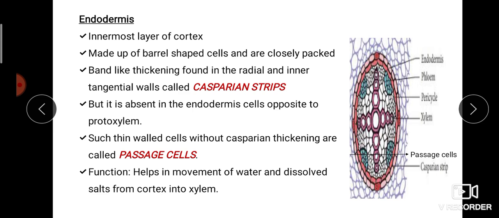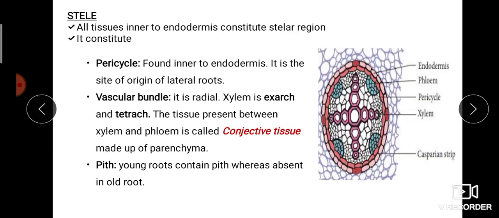Then next one is stellar region. Finally, the middle region is stellar region. So all tissues which are inner to endodermis. So this light pink colored circle is endodermis, and inner to it is a dark pink colored circle. It is called pericycle. The layer of tissues found just below the endodermis is called pericycle, and everything inner to endodermis is called stele. It is the site of origin of lateral roots. So lateral roots develop from the pericycle.